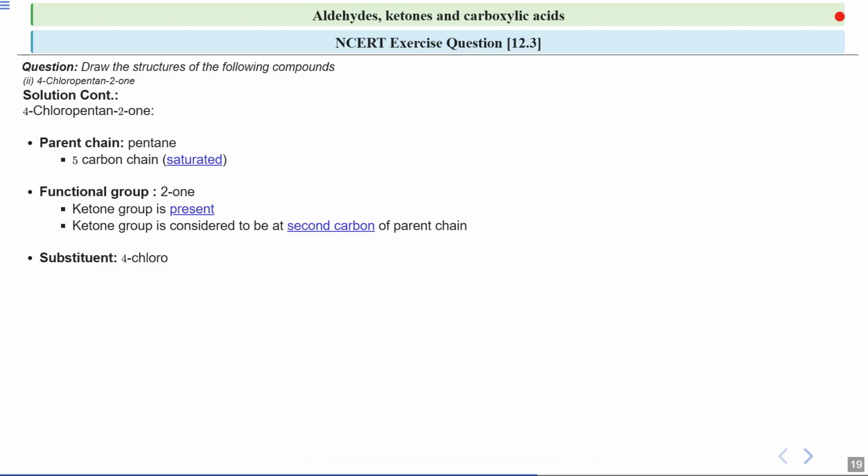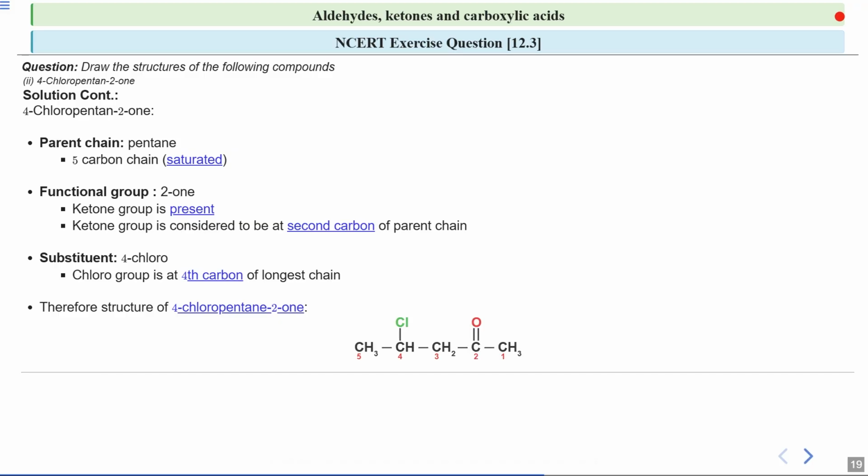Next, we will see the substituents. So we have 4-chloro. That means a chloro group is attached at the 4th carbon of the longest chain. Finally, we will put all this together and see the structure of this compound. This is the final structure. On the second position, a ketone group is attached, and on the 4th carbon, a chloro group is attached. So this is 4-chloropentane-2-one. This is the final structure.